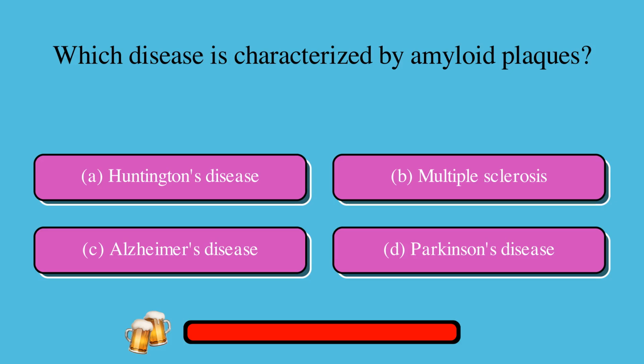Which disease is characterized by amyloid plaques? A. Huntington's disease, or B. Multiple sclerosis, or C. Alzheimer's disease, or D. Parkinson's disease. The correct answer is C. Alzheimer's disease.